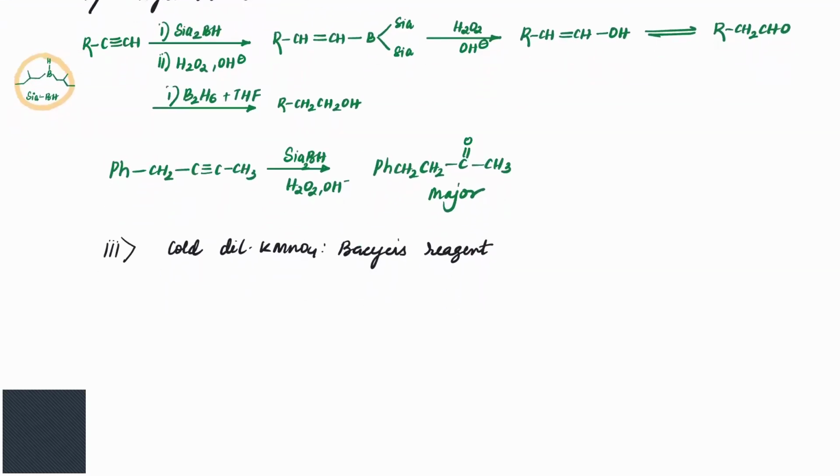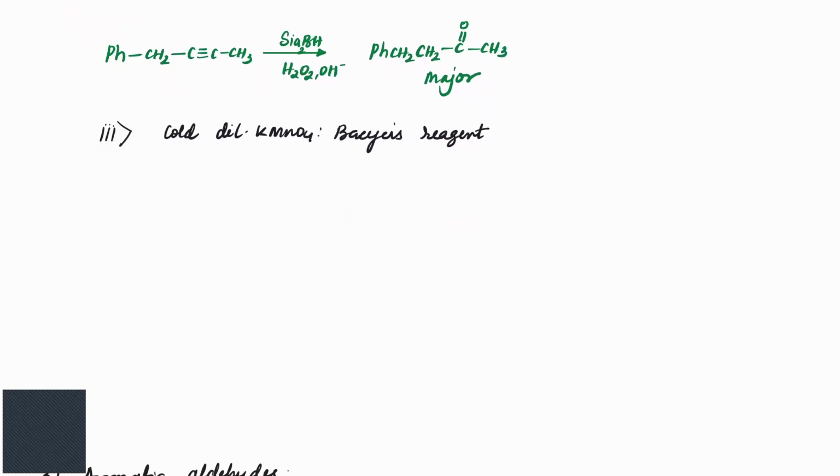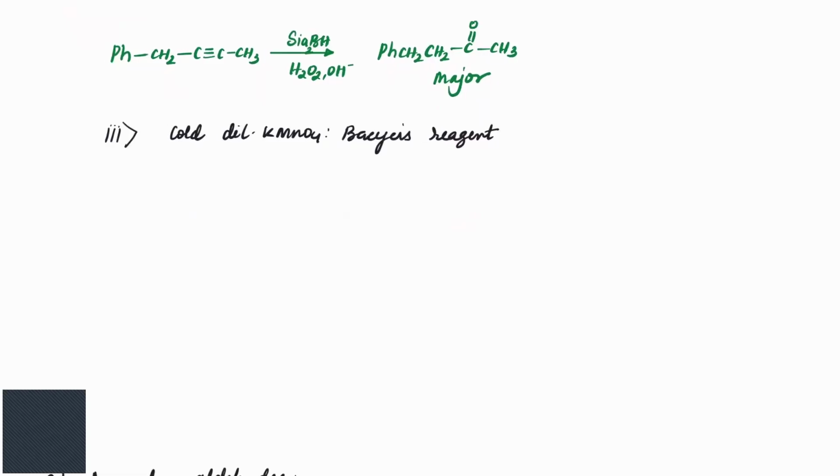Next, how do we use cold dilute KMnO4, which is Bayer's reagent, to make aldehydes and ketones? Again, we can do this using alkynes. So R, C triple bond C, R here with Bayer's reagent, and that would first give you enol formation. I mean the hydroxylation, which means C double bond C here with R, getting OH and OH here.